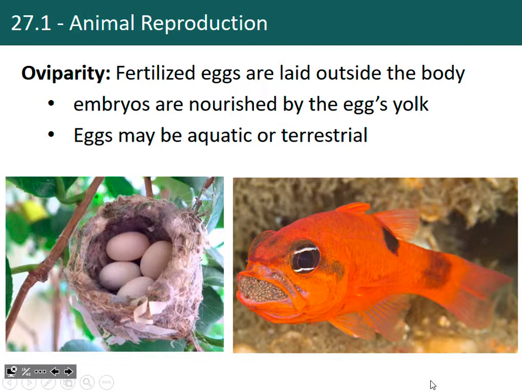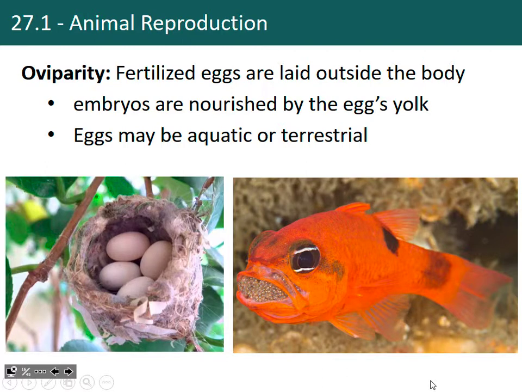These eggs can be aquatic or terrestrial. So many fish use oviparity. This fish is mouth brooding, and so mouth brooding fish are really cool. The eggs are actually fertilized externally, and then in many cases, the male picks them up and carries them around in the mouth in order to protect them from potential predators. They don't feed during this time. They literally just swim around, like incubating the eggs and keeping them safe until they hatch. But this would still be oviparity because the eggs are laid external to the body, and they develop external to the body. Okay, they're not being housed inside, even though he's carrying them around in his mouth.